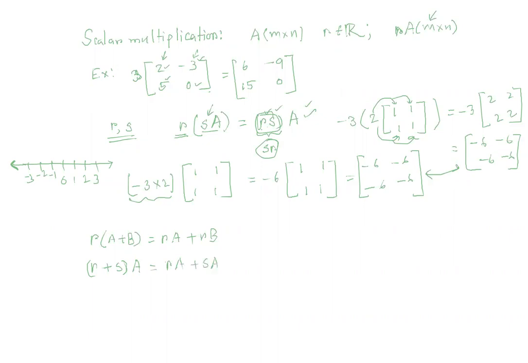Also, R times the matrix A is the same thing as A times R. You can commute them, not a problem.